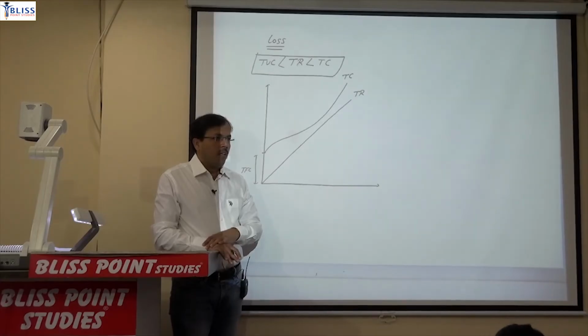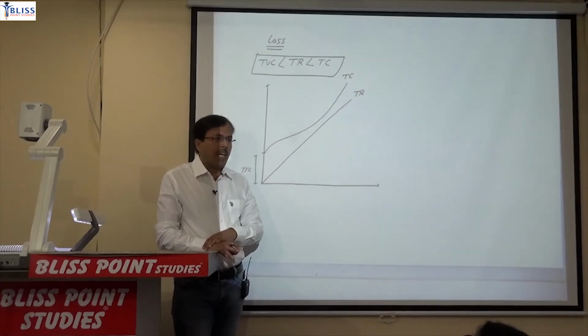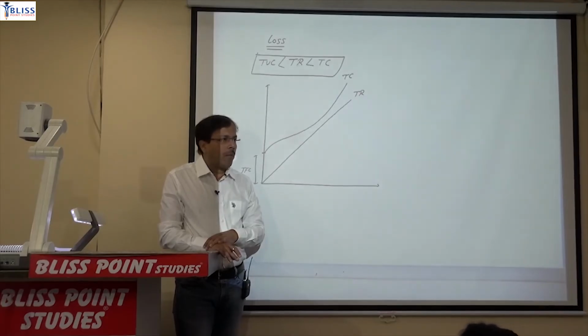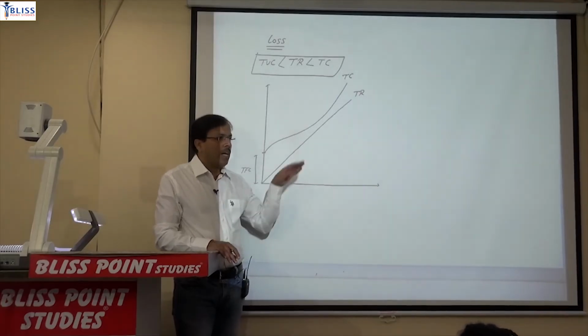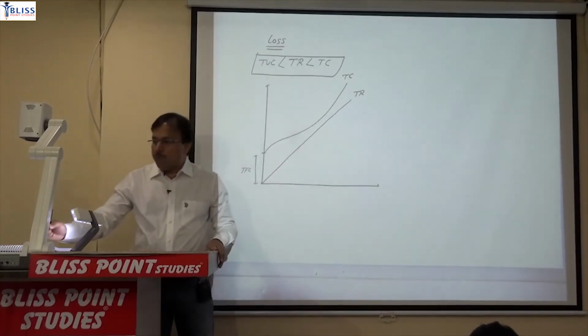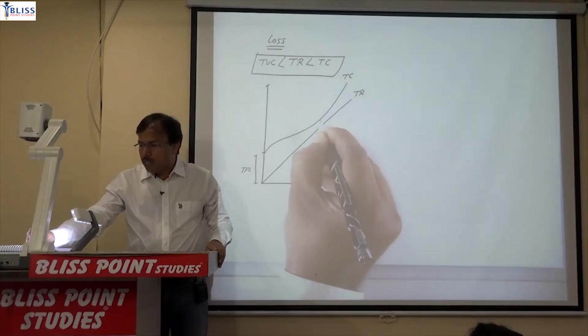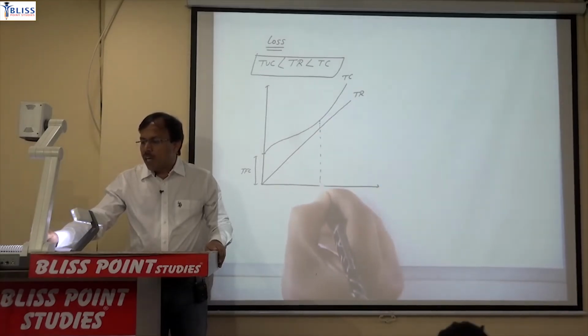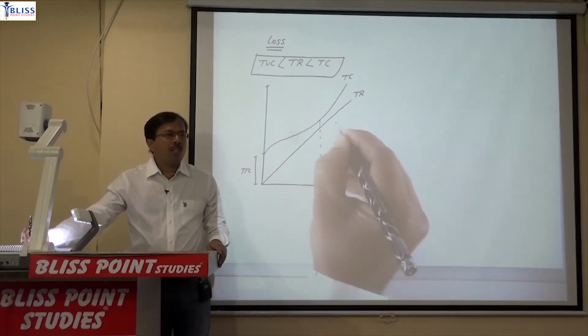Clear? So if there is loss, the loss has to be minimized. If there is profit, the profit has to be maximized. So where is the gap minimum? Minimum gap between these two, because that gap is now loss. You have to minimize that loss. So that minimum gap is here. Mark that point.